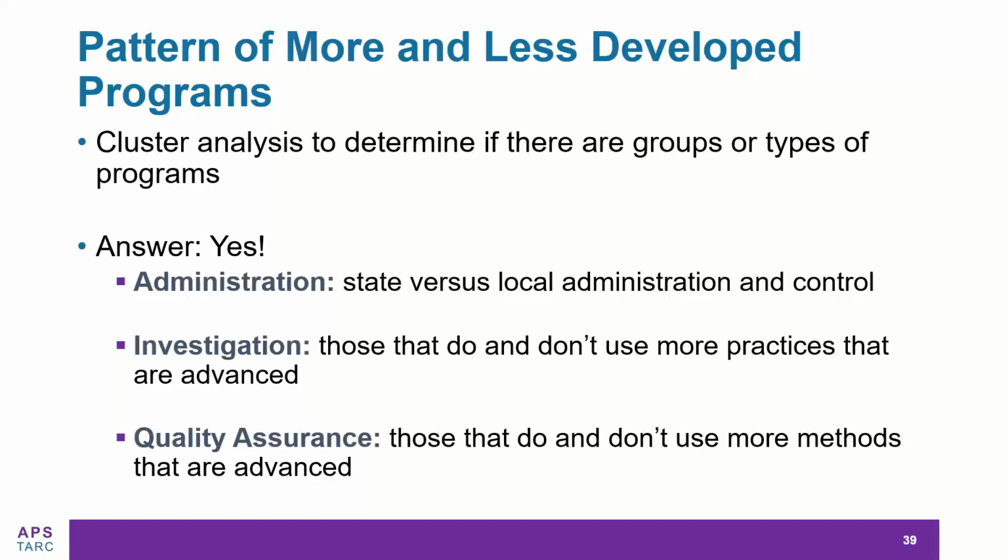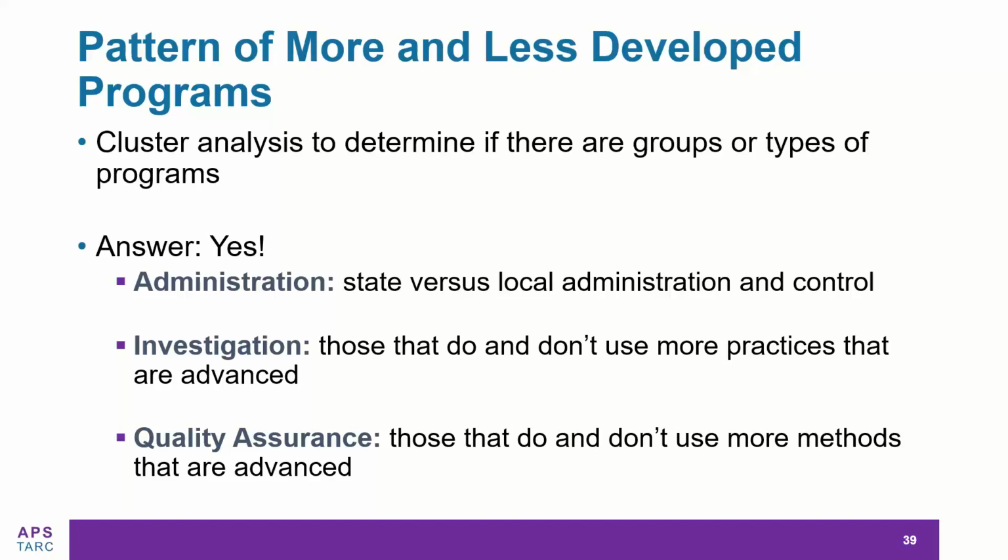And the way we came out of this was, is there a pattern? What we came out of it with understanding is that there's kind of a pattern of more and less developed programs in the country. I think we knew this anecdotally, but the data really supports that. And so we saw this in 3 areas. So you see services is not here. We never could find any patterns in the services data that made much sense to us. But for administration, investigation and quality assurance, we did see patterns that made sense to us.